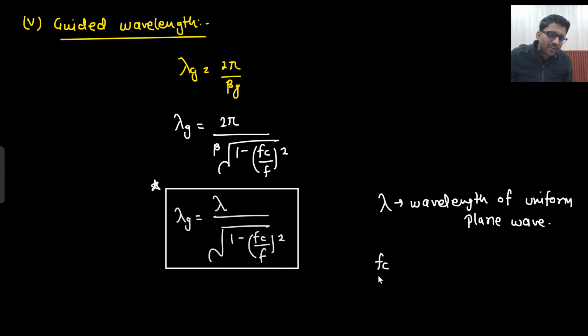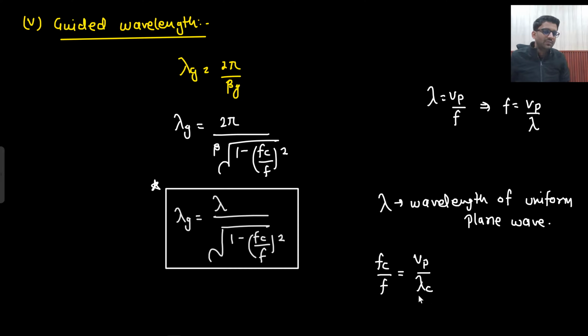What is your fc by f? What can I replace fc by f with? Can I replace fc as Vp by lambda c? Because lambda is equal to Vp by f, so from here f is equal to Vp by lambda. So can I replace fc as Vp by lambda c, and f as Vp by lambda? So fc by f can be replaced with lambda by lambda c, because lambda is inversely proportional to f, so both have an inverse relation.